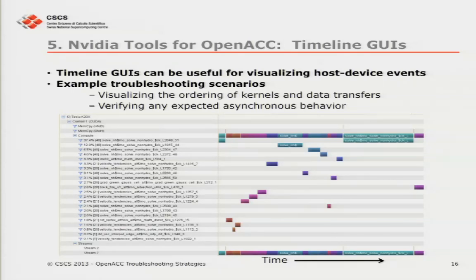Another useful Nvidia tool is using these timeline GUIs. Basically NVVP, which is the CUDA profiler. You can gather a bunch of information during a run, and it'll basically display the timeline about where your kernels are launching and the orderings. And this all helps you to visualize your code over the length of your program. It can also be useful for understanding the asynchronous behavior in your code.